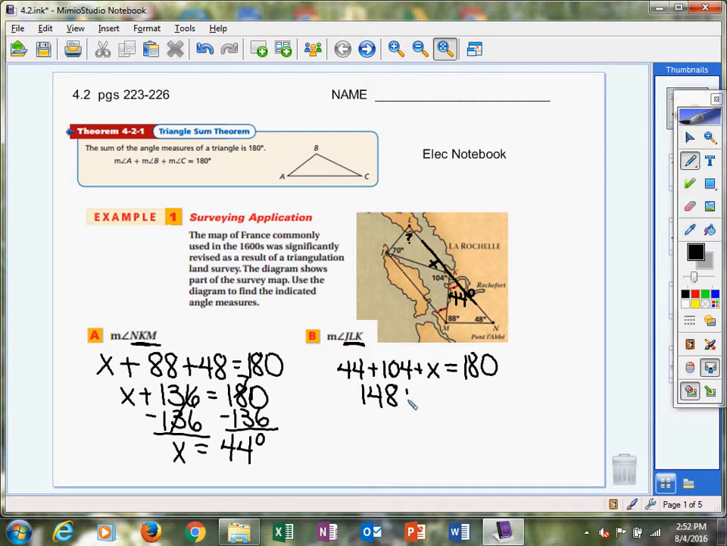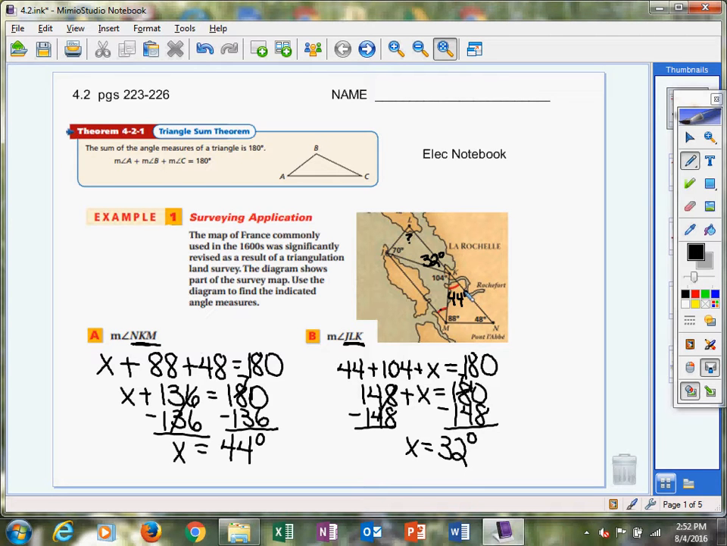There we go. And then we'll take away 148 and let's see what that missing angle is. Looks like 32 degrees. Is that what you guys got? Because I think that's what our missing angle is. So we can identify this one as being 32 degrees now. That one's still 44. Didn't mean to erase that.